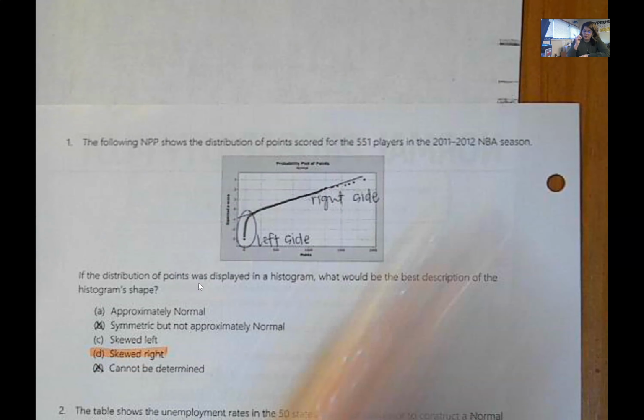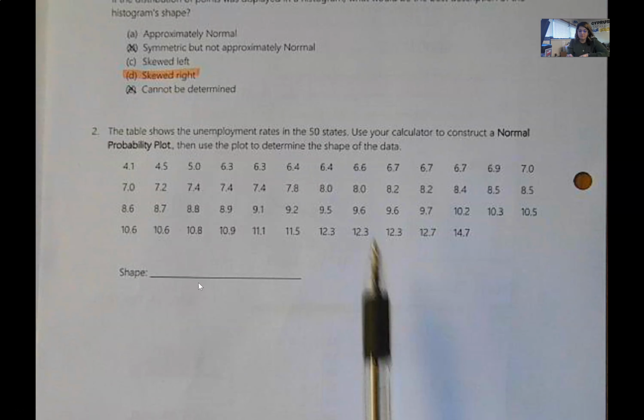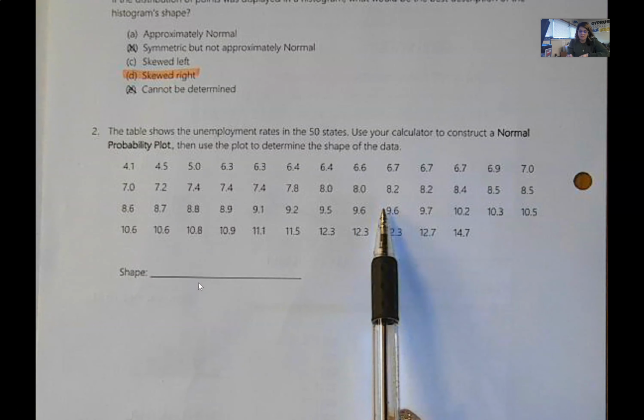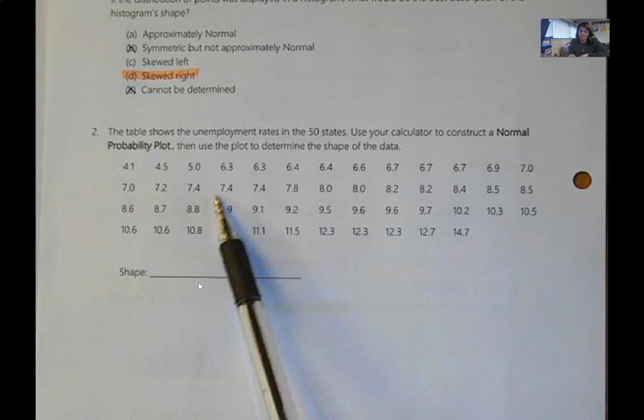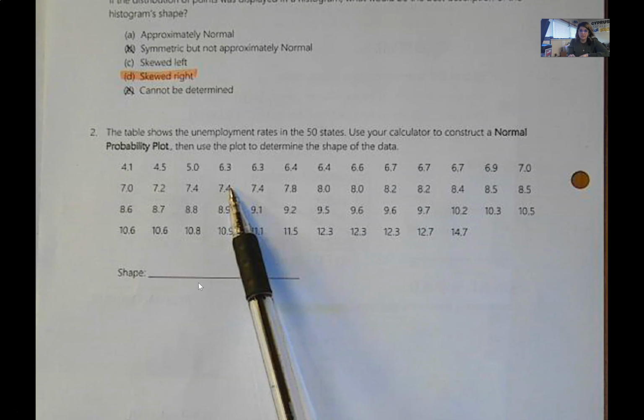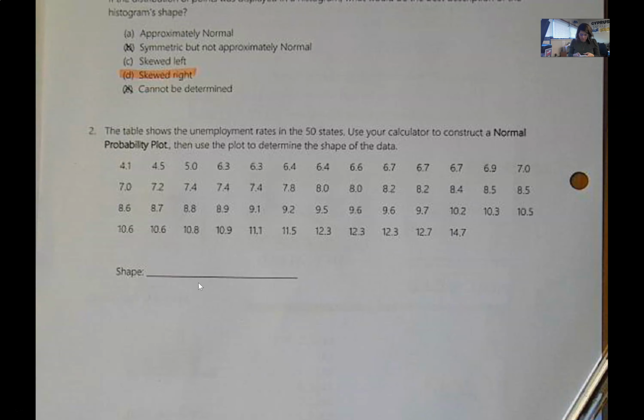Okay, our last problem is to construct the normal probability plot for this data set. This is the unemployment rate in the 50 states. So like this would be 7.4%. 7.4% of people are unemployed. So we're going to go to Stat 1. I have my data entered, so you should pause the video and enter yours.